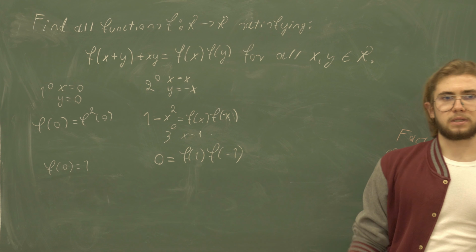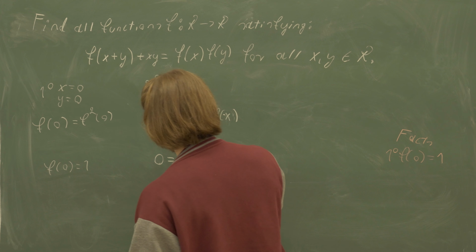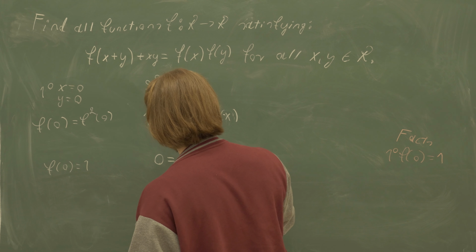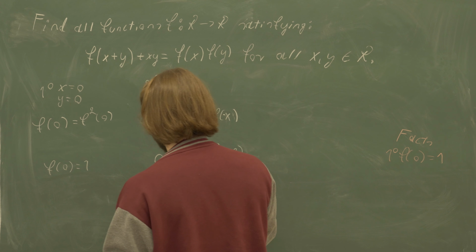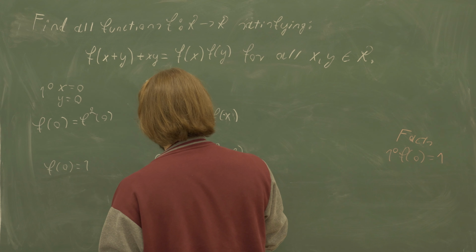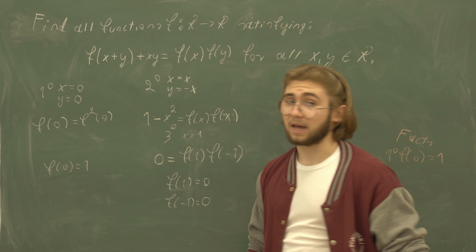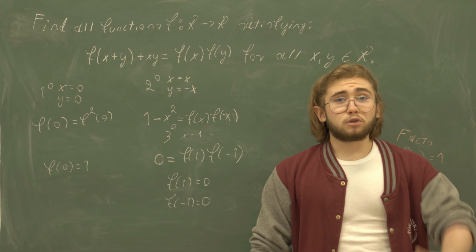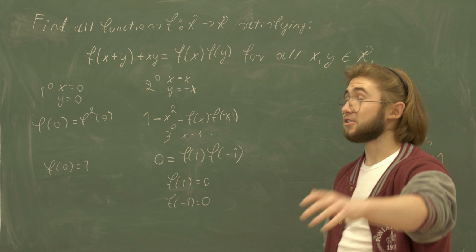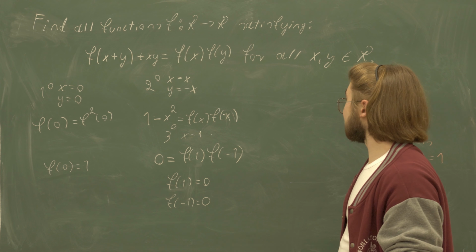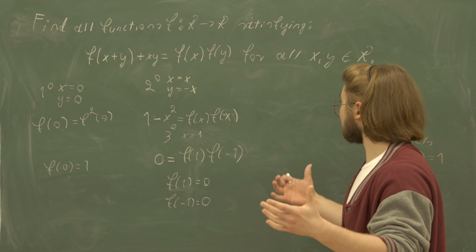And so what does it mean, guys? Well, it means that either f of 1 will be equal to 0 or f of negative 1 will be equal to 0, or actually they both can be equal to 0, we have no idea. And we don't need to check it because we can just go on and work out the cases and find the solution that actually works.